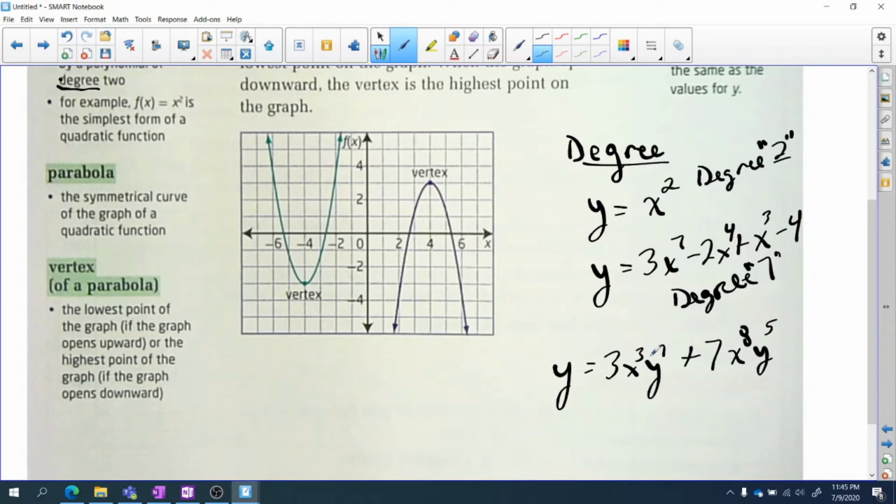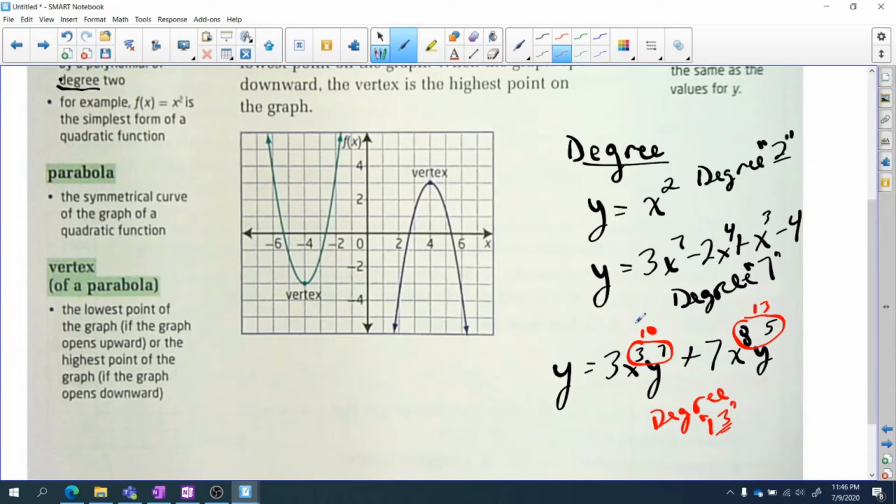Well, unfortunately, it's a little bit different when you have multiple variables. This one, you take the two exponents and you add them. So that would be a 10. These two, it would be a 13. So in fact, this would actually be degree 13. Now, not something that's overly important. However, if you're going to study any kind of mathematics at a pre-calculus and calculus level, it is a term you should be familiar with.